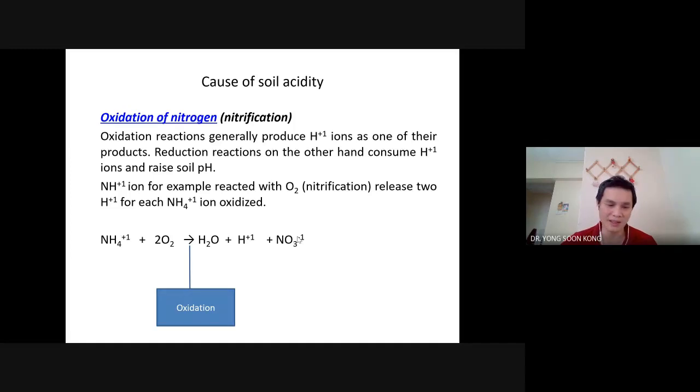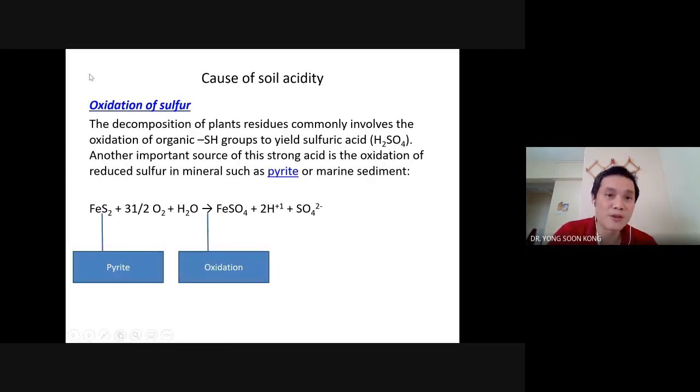If anybody here is from a kampung at Felda, you probably have some waterways near oil palm estates that have a blue-green color and so on. One of the contributors of the bad water quality in these waterways is this one, oxidation and acidification of water by simply putting fertilizer. Okay, next one is oxidation of sulfur.